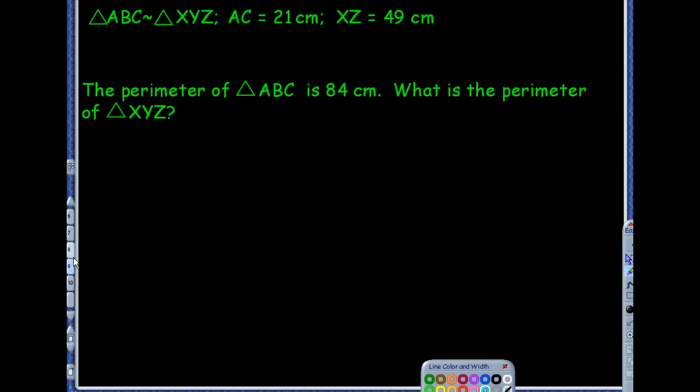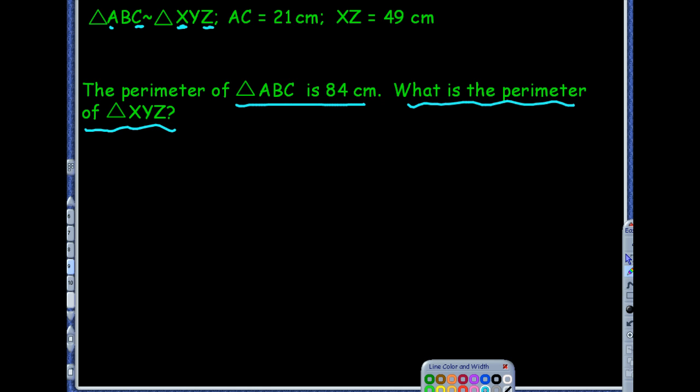Okay. So they tell us we have two triangles that are similar, and they've given us 2 sides. Now, are these corresponding sides? Let's look. I'm looking at the similarity statement. AC and XZ, they are. So these are corresponding sides of similar triangles. Now they tell us the perimeter of triangle ABC is 84. The question is, what is the perimeter of triangle XYZ?